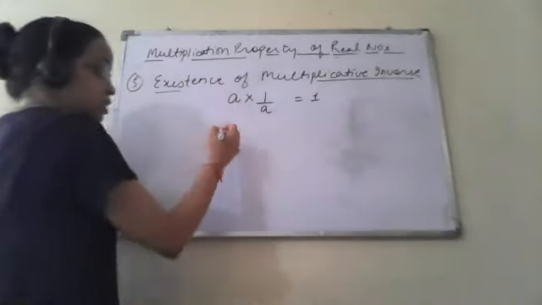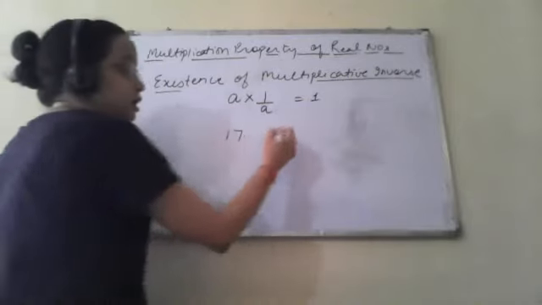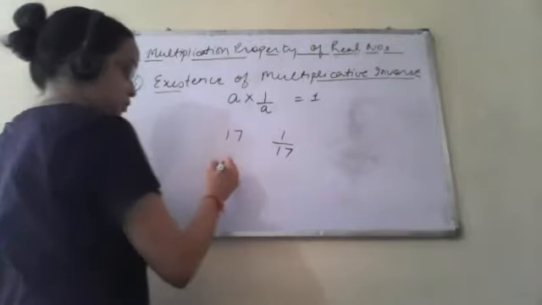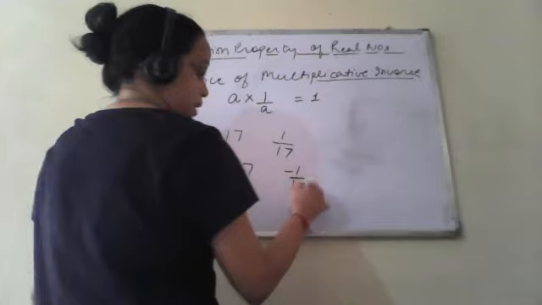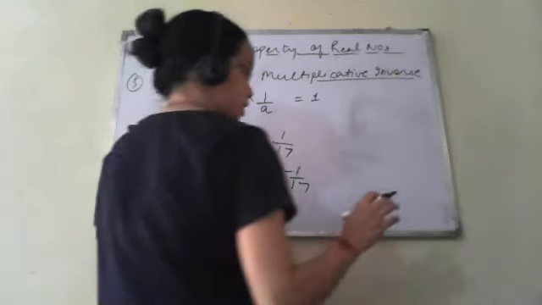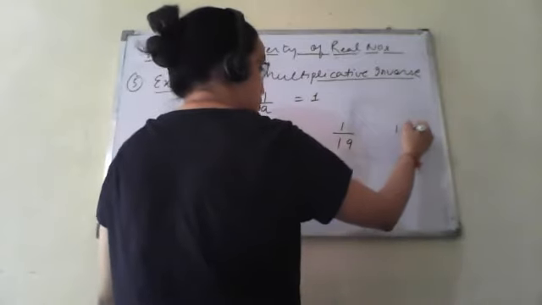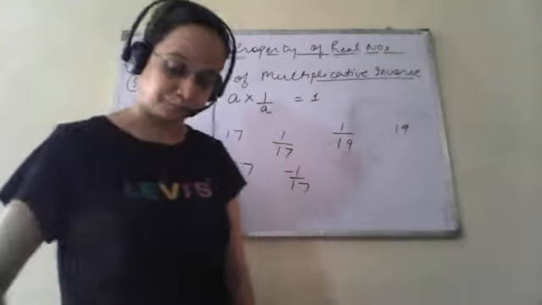So the multiplicative inverse of any real number is always the reciprocal of that same number. For example, if I am asking the multiplicative inverse of 17, it will be 1 upon 17. Sign has nothing to do with this. If I am talking about minus 70, its multiplicative inverse will be minus 1 upon 70. We just have to take the reverse. If I am taking the multiplicative inverse of 1 upon 19, it will be 19. We just have to reciprocate the thing.